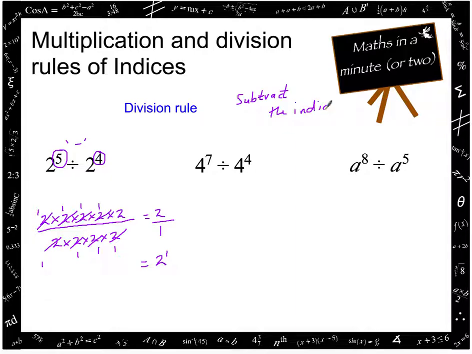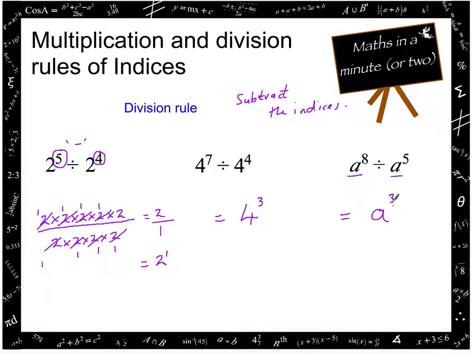So let's try that on the second one. 4 to the power of 7 divided by 4 to the power of 4 is simply going to be 4 to the power of whatever 7 minus 4 is, which is 3. So this is going to be 4 to the power of 3. And it works the same when there's a letter, as long as the letter is the same. So a to the power of 8 divided by a to the power of 5 would give us 8 minus 5, which is 3. So this is going to be a to the 3.